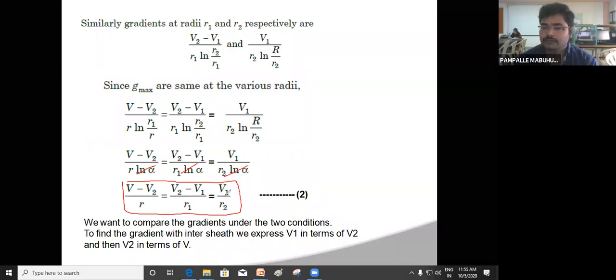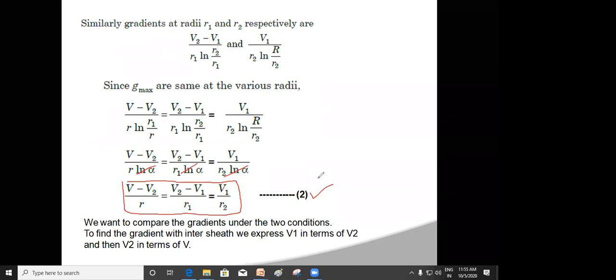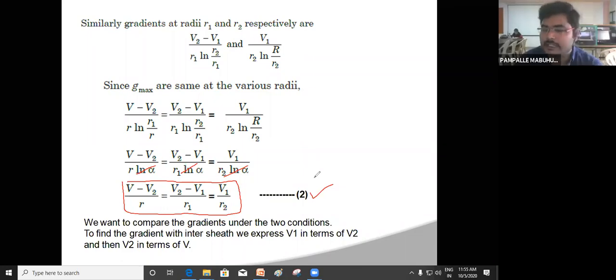Okay. So this is the condition you will get when you use the intersheath grading. Now, what is our main aim here? By grading the cable, you are going to get a uniform dielectric stress, right? So here you have to compare: when you use the grading, how will the gradient be, and when you are not using it, how will the gradient be. So you have to consider this, right?